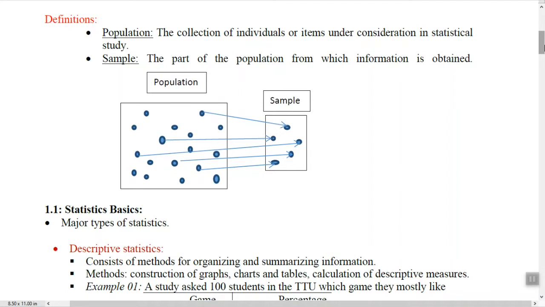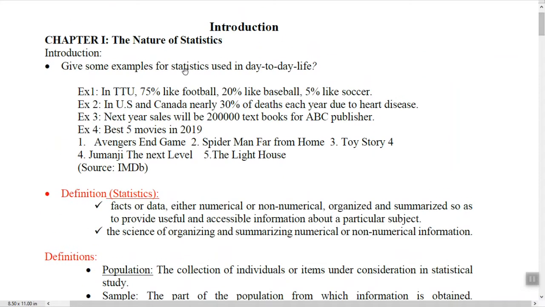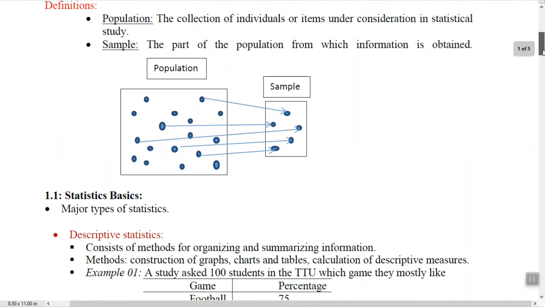For example, I'm going to study the TTU. Like in the first example, I need to ask students what they like, which sports they like, something like that. So I consider all students in TTU, that we call the population. All the students in TTU we call the population.